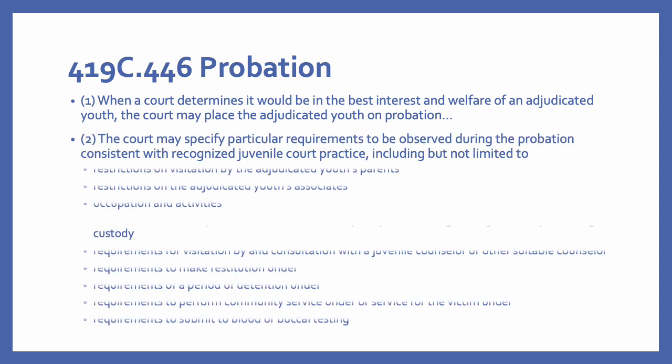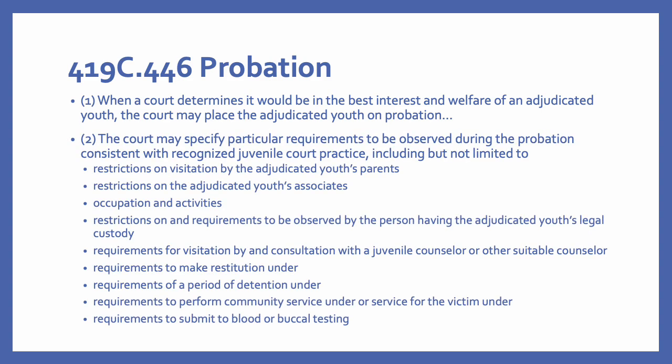The court may also specify particular things that the youth must do and observe during the probation, consistent with recognized juvenile court practices. This can include, but is not limited to, restricting visitation by the adjudicated youth's parents, restrictions on the adjudicated youth's associates, where the youth can work, and which activities the youth can engage in or not, restrictions or requirements that must be observed by the youth or the adults having the youth's legal custody, requirements for visitation by and consultation with a juvenile counselor or any other suitable counselor.